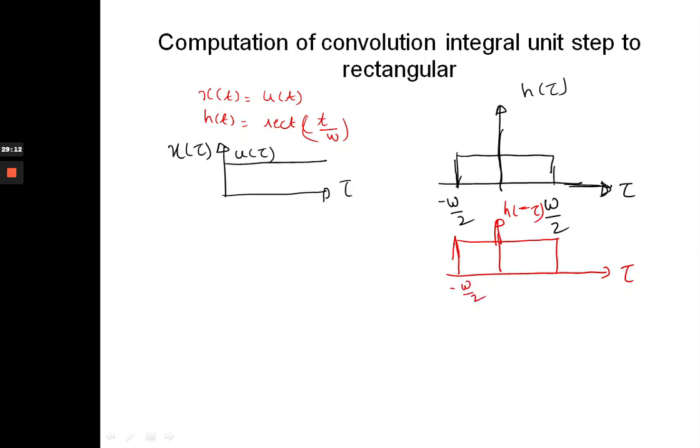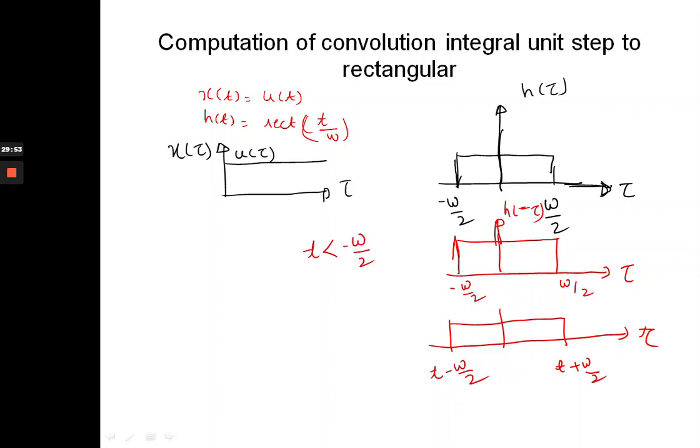Then we will take the product of these two. When we take the product, we have to shift this function. Now we will shift this function by this t, right? If this is t minus w by 2, and here this is t plus w by 2. Now here we are getting different conditions. When t is less than minus w by 2, at that time there is no overlapping. This function will occur here, and this starts from 0. Hence what is y of t? At that time y of t becomes 0.